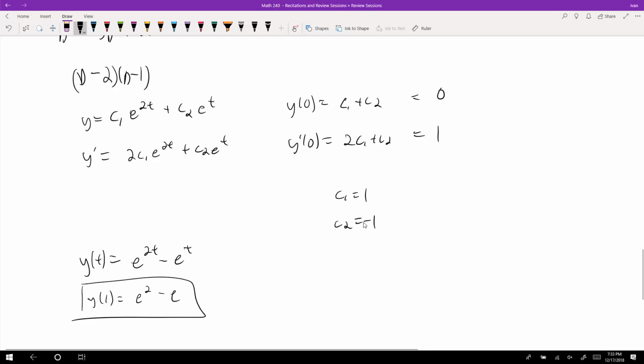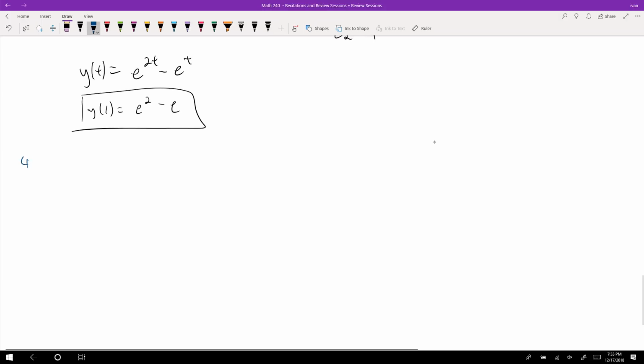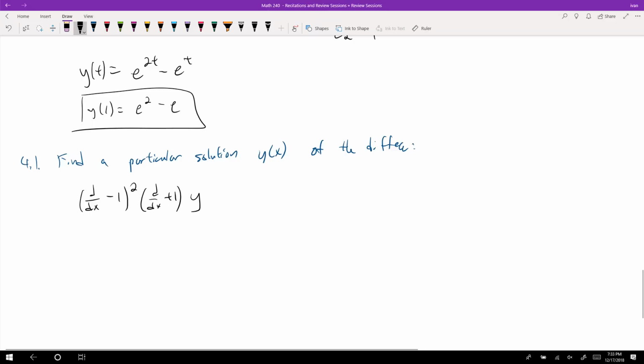Okay, are we feeling good so far? All right, nothing too bad? All right, and then they hit you with this. Find a particular solution y of x of the differential equation (d/dx minus 1) squared (d/dx plus 1) y is equal to, I guess they do some extra stuff in here, so I'll write it in for completeness. They multiply it out, which seems really unnecessary. I guess it's not unnecessary, it's needed. And this is equal to (24x plus 1) e to the x.